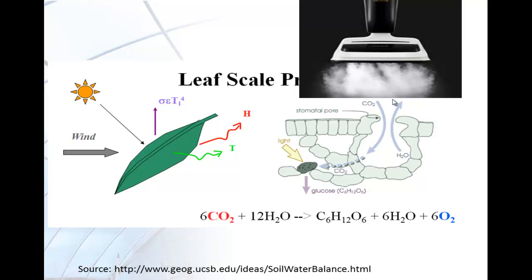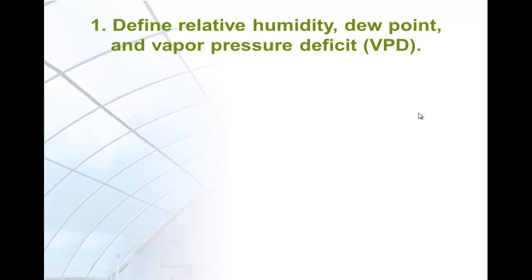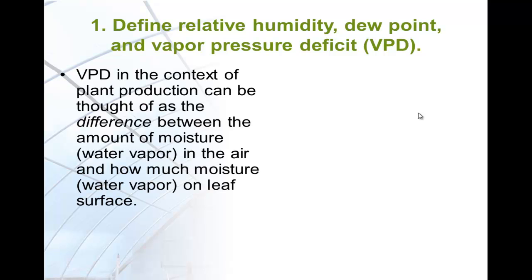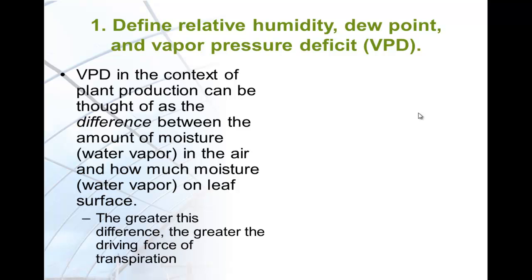That's a condition of a high vapor pressure deficit. But when the outside condition is cloudy and the temperature is low, the vapor pressure deficit is low, and it is more difficult for water to leave a stomate. VPD in the context of plant production can be thought of as the difference between the amount of moisture in the air and how much moisture is on the leaf surface. The greater this difference, the greater the driving force of transpiration.